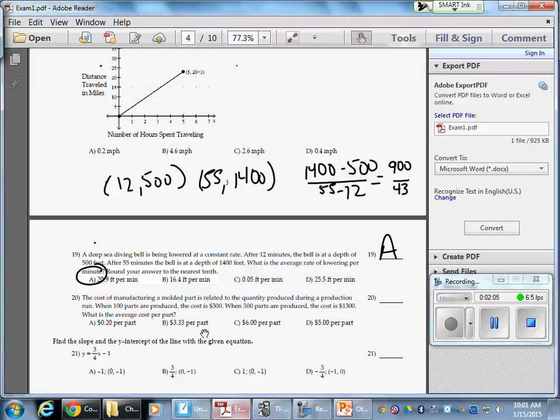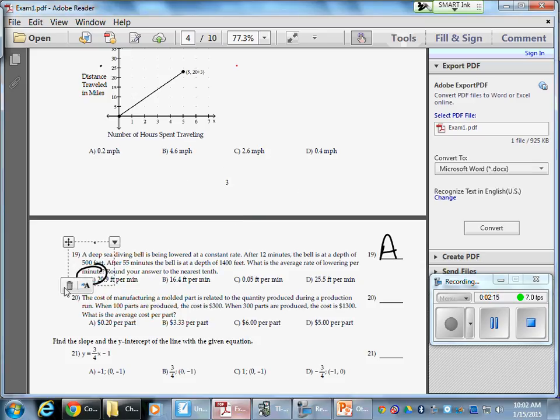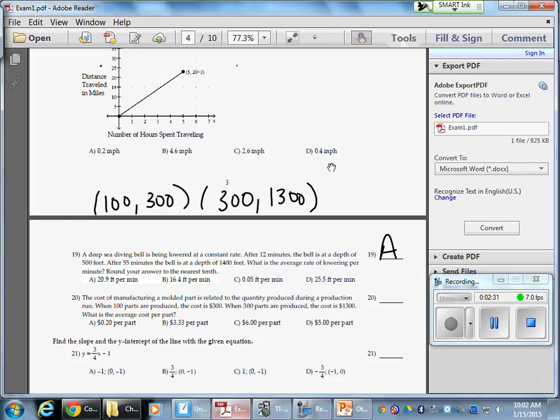Okay. Number 20, the cost of manufacturing a molded part is related to the quantity produced during a production run. When 100 parts are produced, the cost is $300. When 300 parts are produced, the cost is $1,300. So what is the average cost per part? Average cost per part, average rate of change. So 1,300 minus 300, y minus y, over 300 minus 100, x minus x. That's 1,000 over 200. 1,000 divided by 200 is $5 per part. So my answer, number 20, would be D.